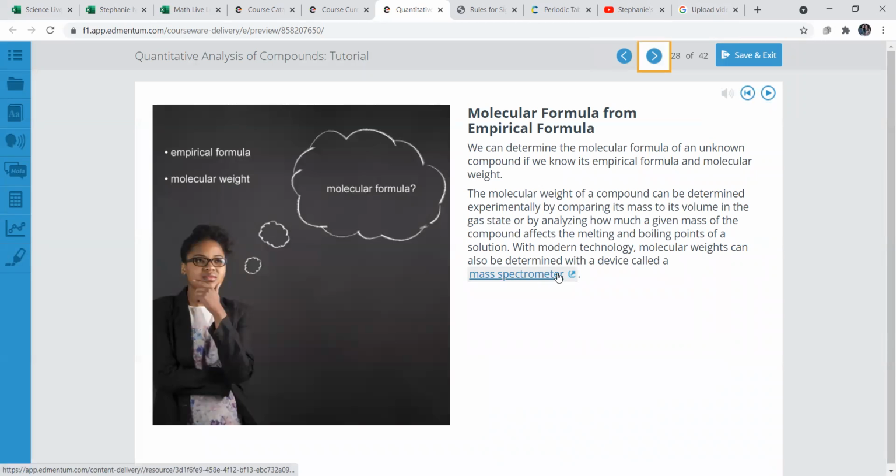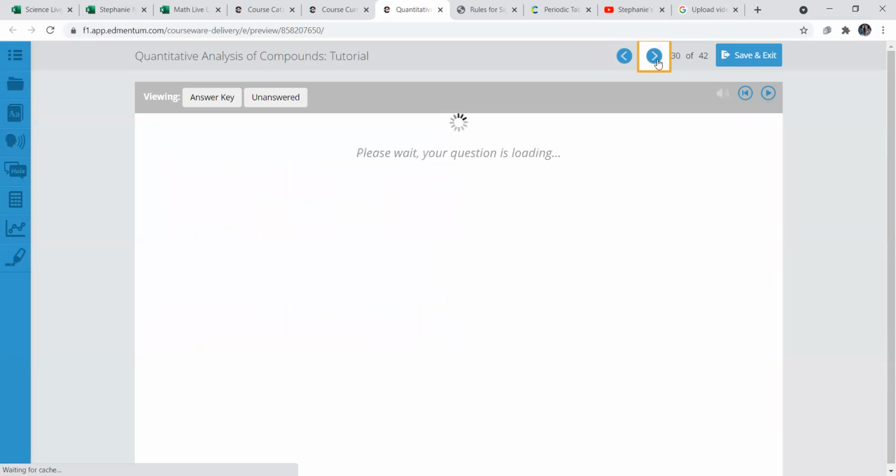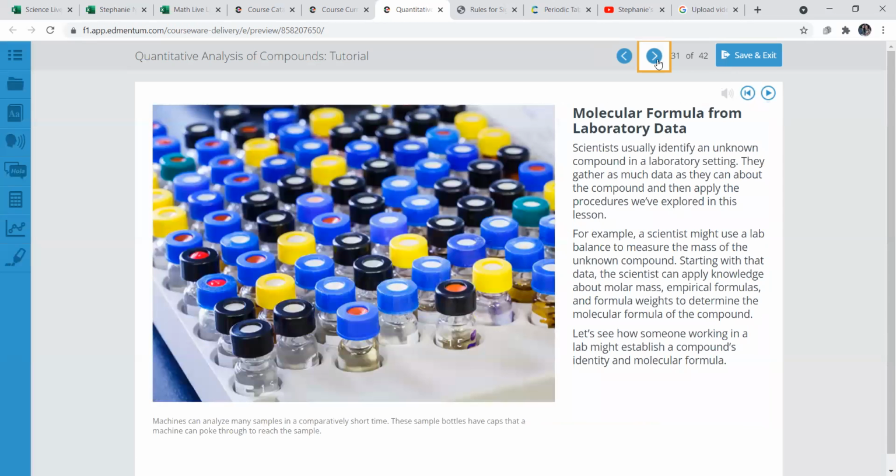So let's see, molecular formula, empirical formula. So this just shows you, here's the formulas, here's the weight. And here's our equation, molecular weight divided by empirical weight, kind of averages out. Okay, we'll let you answer these questions.